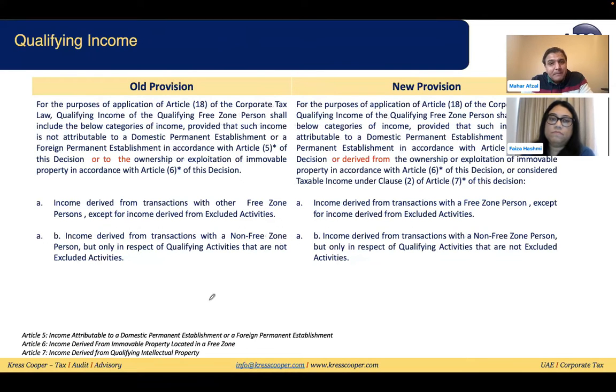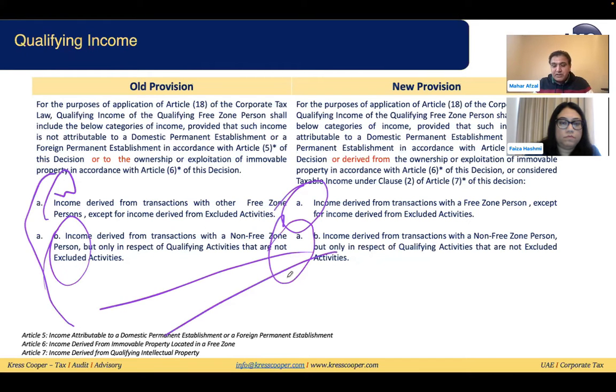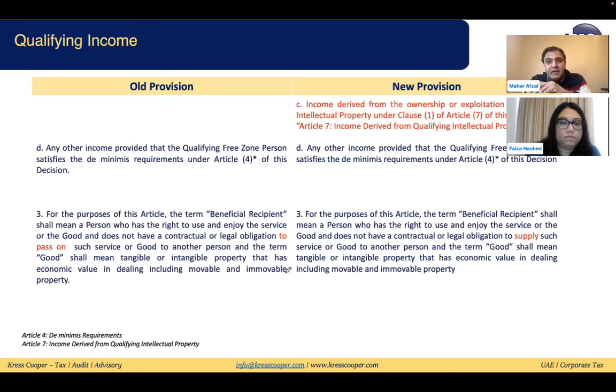Qualifying income, we all know this, that if the qualifying free zone person is selling any goods or services to another free zone person, it will be considered qualifying income. So in the previous definition, these are the first two criteria: income derived from transaction with another free zone person, and income derived from transaction with a non-free zone person from the qualifying activity that is not an excluded activity, it will be considered qualifying income. So there is no change here, no change here, no change here. So these two are the same. One thing they have added, as I highlighted earlier as well, is income from the ownership and exploitation of the qualifying intellectual property, it will be considered qualifying income. Rest, the definition of qualifying income is the same.